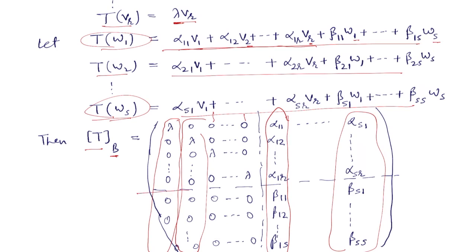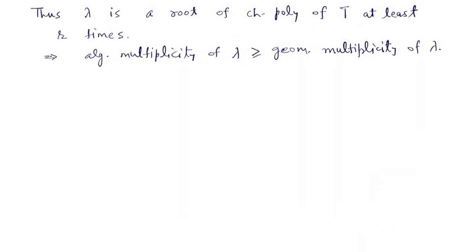So we can divide this matrix into 4 blocks. The first upper left block contains lambda, lambda, lambda, and these are r times. So at least lambda appears in this matrix r times. So lambda is a root of the characteristic polynomial of T at least r times, and therefore the algebraic multiplicity of lambda is greater than or equal to the geometric multiplicity of lambda.